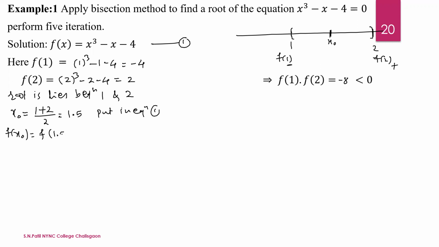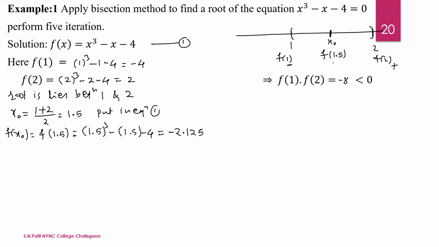f of 1.5 is equal to 1.5 raised to 3 minus 1.5 minus 4. Through the calculator, I am putting the direct answer here. We get minus 2.125.